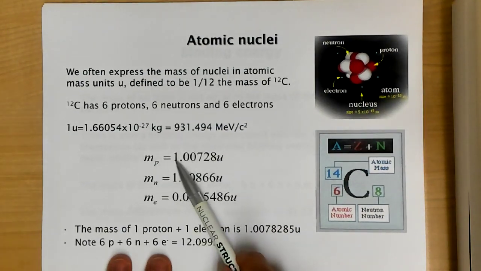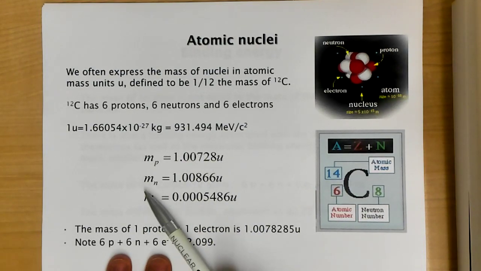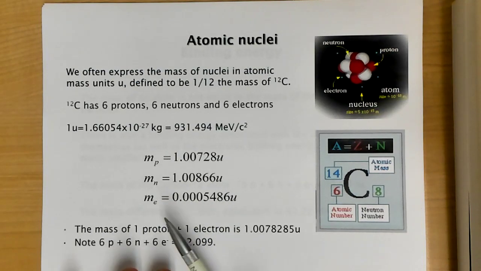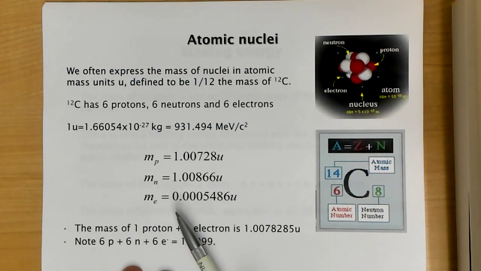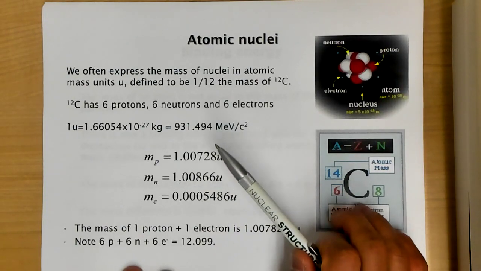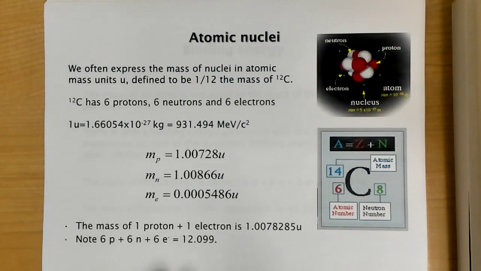So the proton will have a mass of about 1.007 U. A neutron will have a mass of about 1.009 U, and an electron has a mass of 0.0005 U. So much smaller, about a factor of 2,000 times smaller than that of the protons or neutrons.